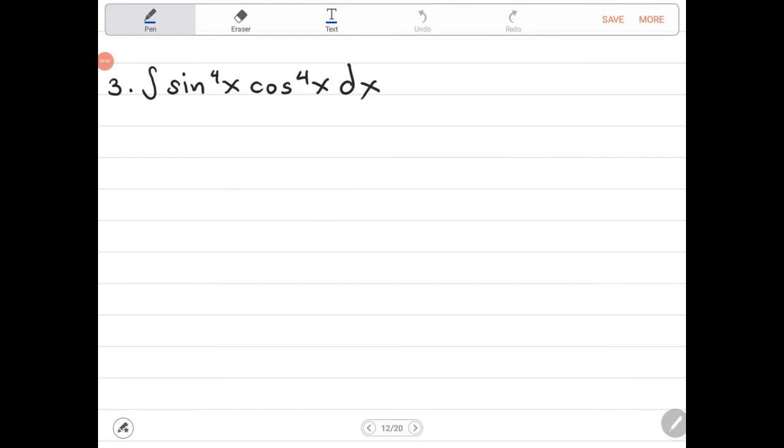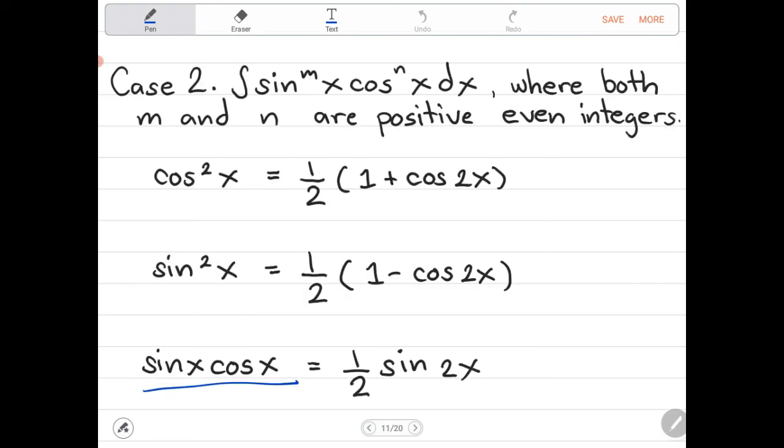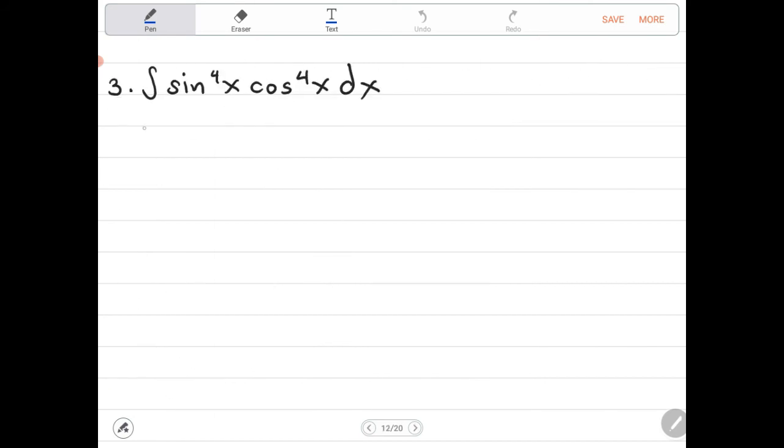Okay, so last problem for case 2. Problem number 3: the integral of sine raised to 4x cosine raised to 4x dx. So what are we going to do? Substitution. So obviously, this is what we will use for the last part. So let us rewrite: sine x cosine x raised to 4 dx. Then let us do the substitution.